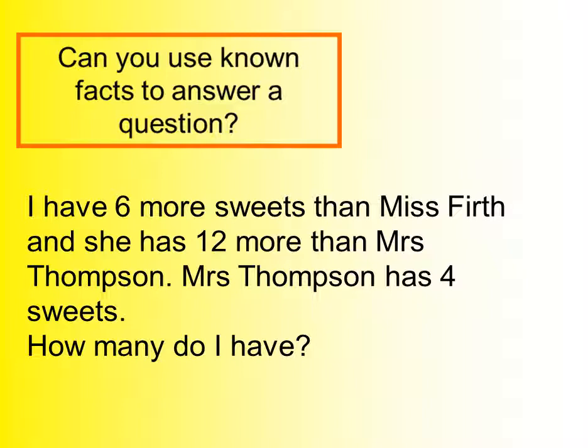And then I know that Miss Firth has got 12 more than that. So Miss Firth has got 12 more than 4, which means 12 add 4. So Miss Firth has got 16 sweets. And then I know that I've got 6 more than that. I've got 6 more than Miss Firth. So I've got 6 more than 16. So I must have 22 sweets. Yum, yum.